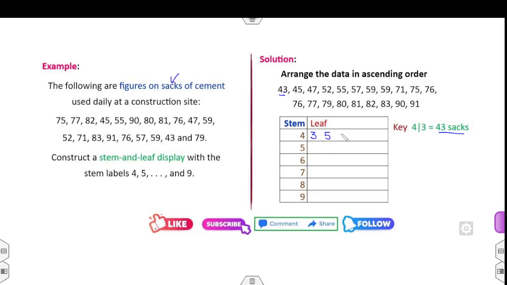3, 5, 7. Corresponding to the 5 is 2, 5, 7, 9. 9 is repeated 2 times. There is no 6 appearing, so there is no leaf corresponding to the 6. Similarly for the 7, the leaves are 1, 5, 6, 6, 7, 9 and so on. You can complete the table.